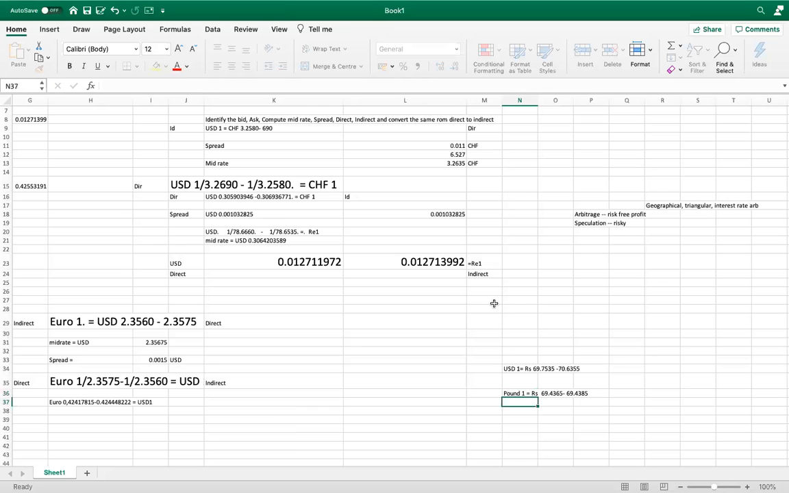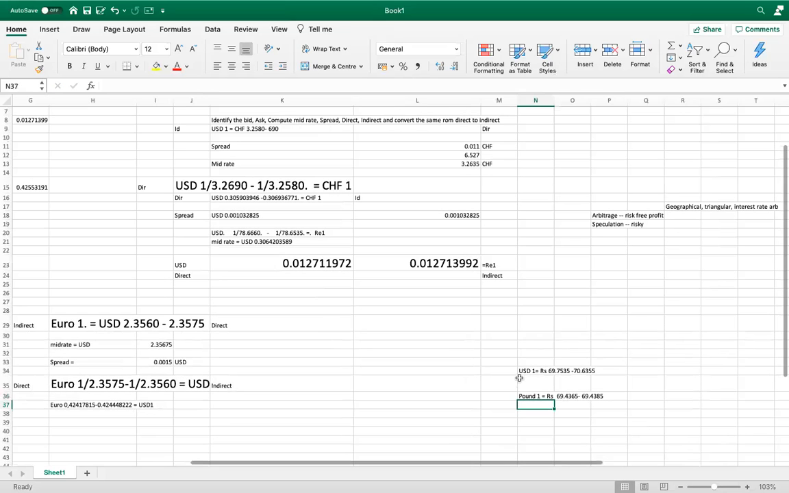I have given you deliberately like this. Spread here is a lot. There is a lot of spread here. There is very, very less spread here. So that you observe the difference when you convert it.